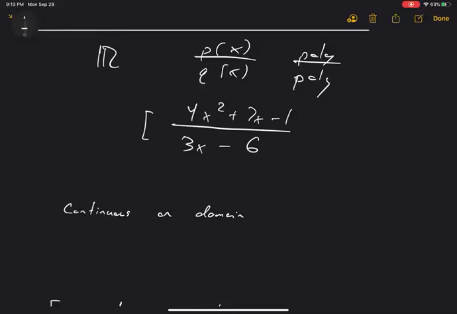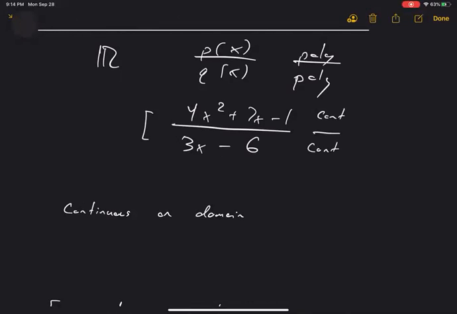This rational function in one variable. Okay, it's a continuous function divided by a continuous function. That quotient, that division, is going to give us a continuous function everywhere except where the denominator is 0.